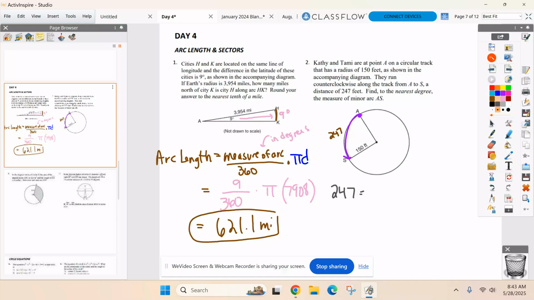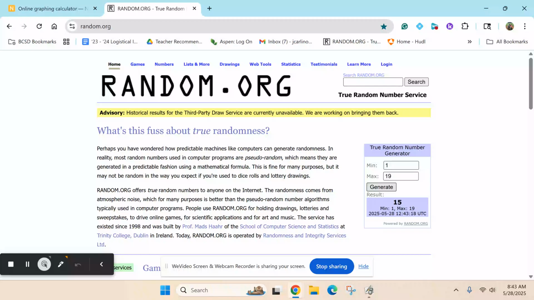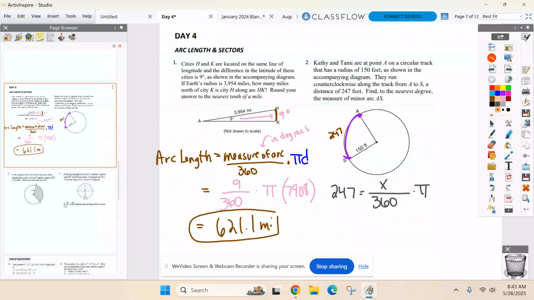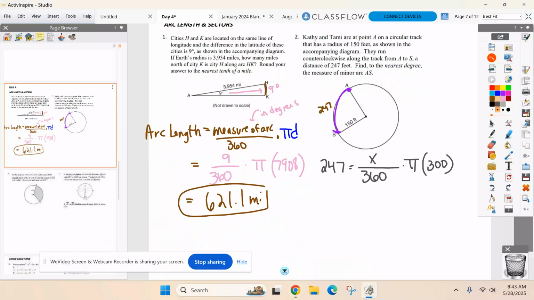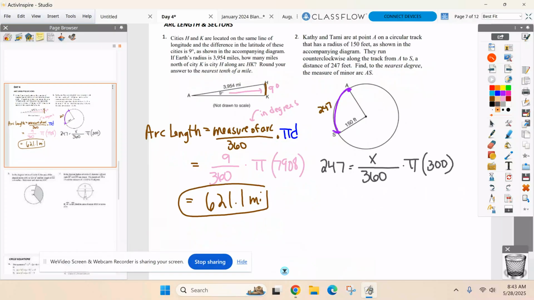247 equals. We're solving for the measure of the arc, so that's where my x is going to go. Over 360 pi. Diameter on that one, Zoe, what's the diameter length? 300, good. And now we're solving for x. Sometimes there's a pi on the other side, but there's no pi with the 247. So we can't just cross them out. We got to get rid of it another way.